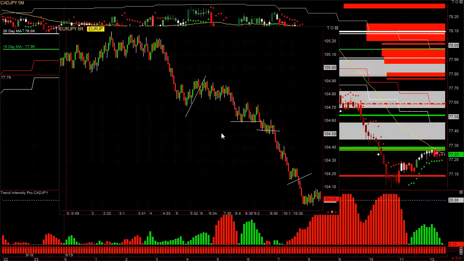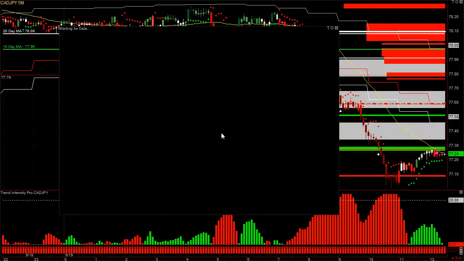Here's the euro yen, which was even weaker. Oh, actually that was the euro yen. Here's the euro dollar, which was less weak.